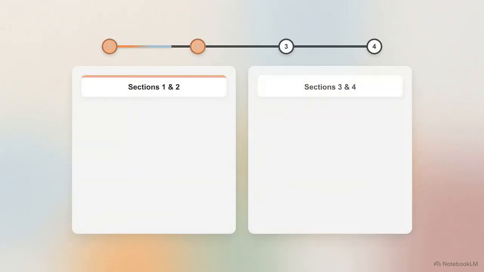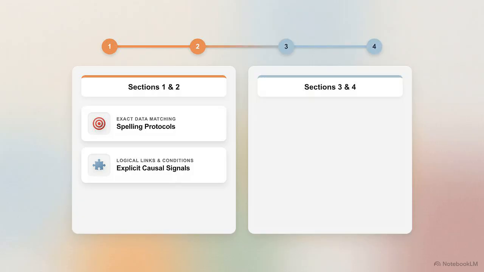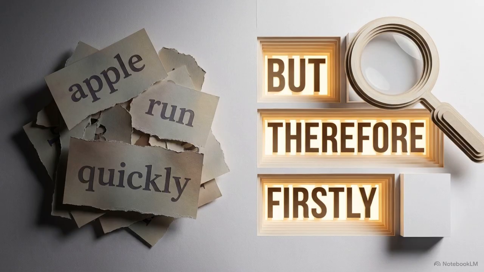Achieving a high band score requires dynamically shifting your listening strategy as the test architecture changes. Sections 1 and 2 rely on discrete entity extraction, requiring you to map spelling protocols and listen for explicit causal signals and conditions. Sections 3 and 4 elevate the challenge, forcing you to map contrastive conjunctions and track chronological markers through dense academic discourse. Top performance comes from recognizing these embedded structural signals as they are spoken, rather than attempting to translate every vocabulary word.